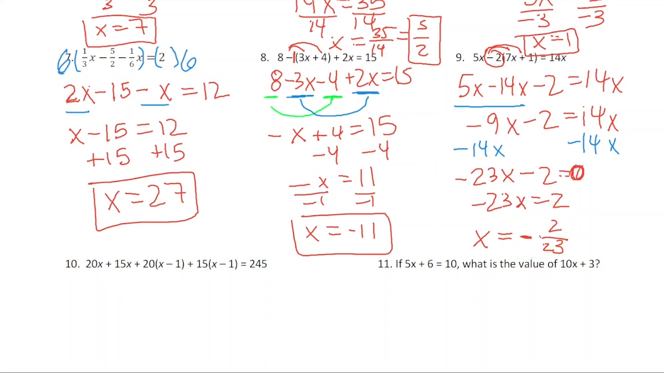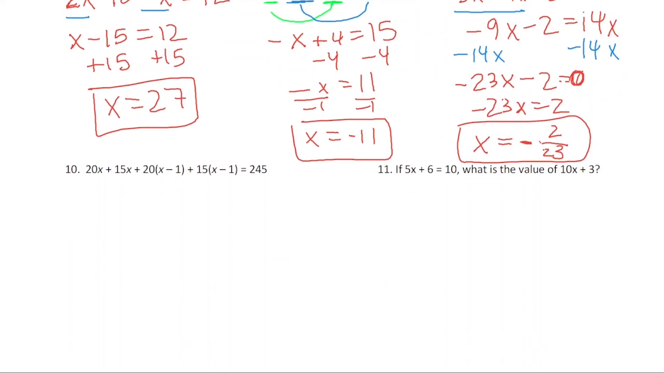Sometimes you just get a really weird decimal. And it's nothing to be scared of or anything. It's just the way it is. It's just what we get. Number 10. Yeah, leave it as a fraction. Don't bother trying to estimate the decimal or anything like that.